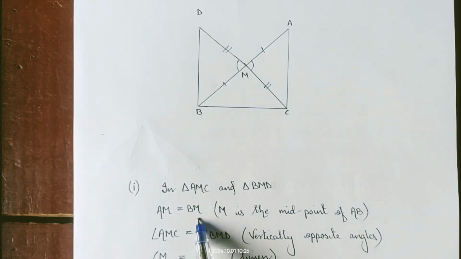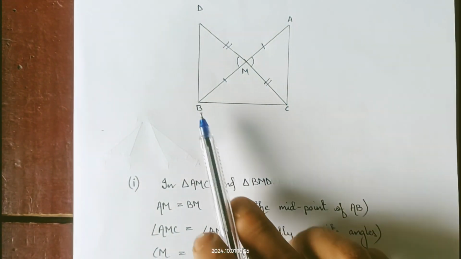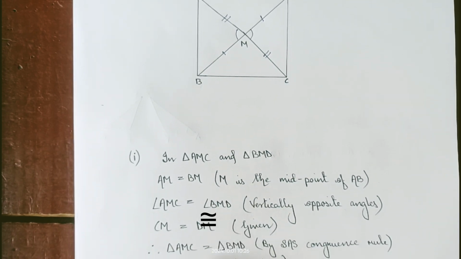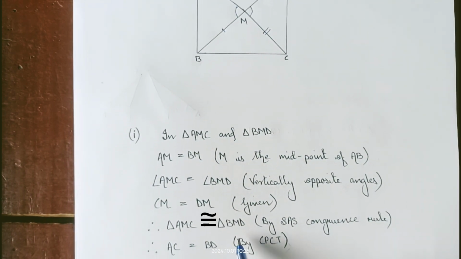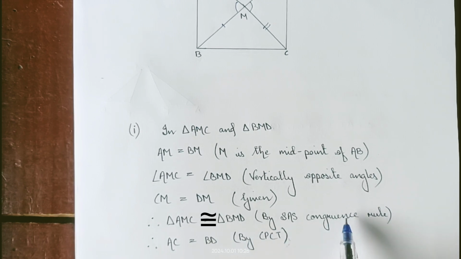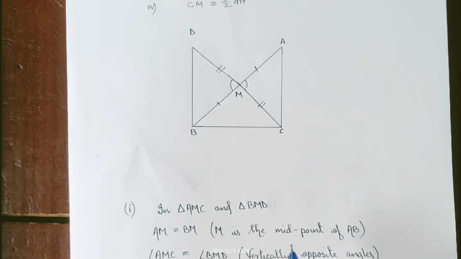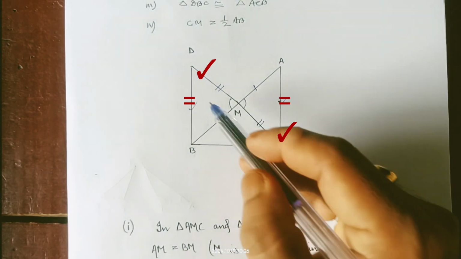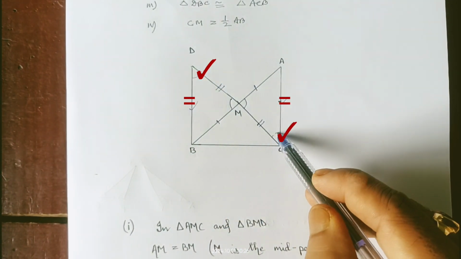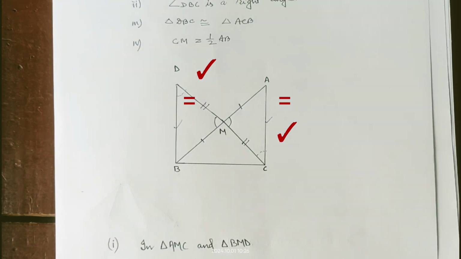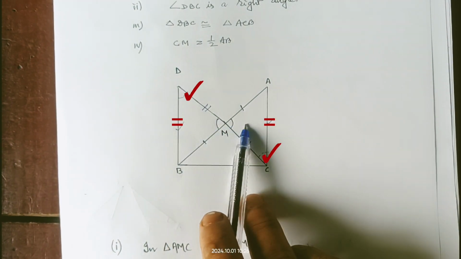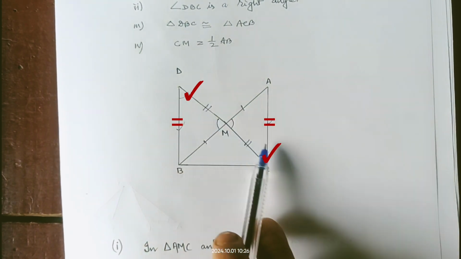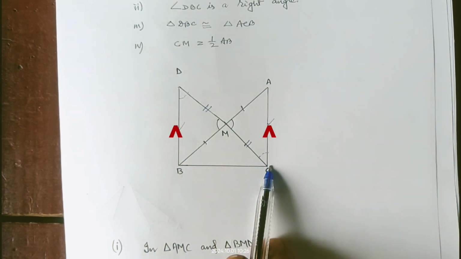So we can write here AM equals BM, angle AMC equals BMD by vertical opposite angle, and CM equal to DM. So triangle AMC is congruent to triangle BMD by side angle side congruence. Since triangles are congruent, AC will be equal to BD and this angle will be equal to this angle. Since these two angles are equal, these two lines must be parallel.